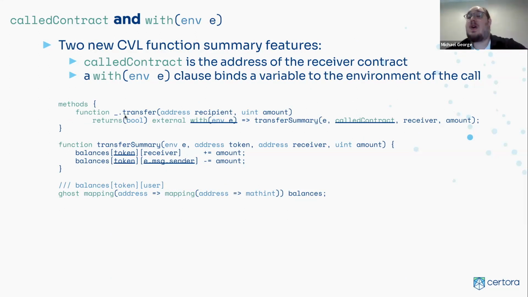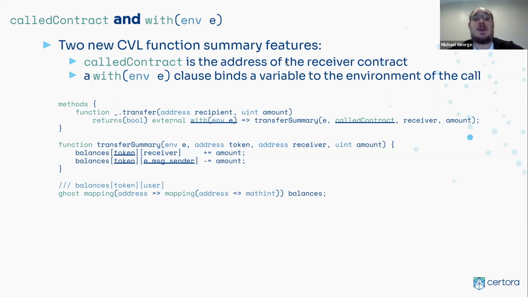Now, that would be a little bit hard previously, because if you think about how I want transfer to work, if I'm summarizing it, I might like to have a balance that I'm recording in a ghost or something like that. And so I'd like to, in the transfer summary, update that balance ghost. Of course, the problem is if I have multiple tokens, each one of them is going to have a separate balance for each address. And so it's not clear how I would know which ghost to update because I don't have that information in the function summary, except now I do.